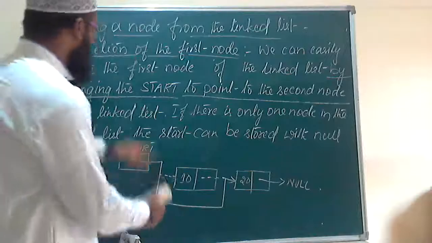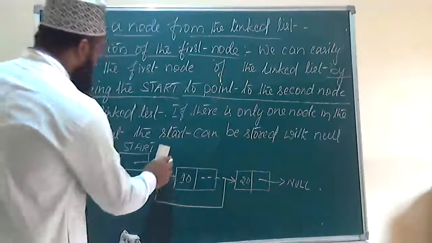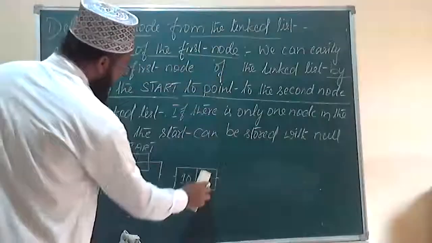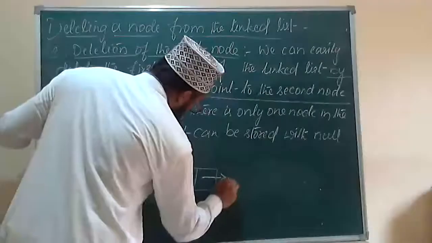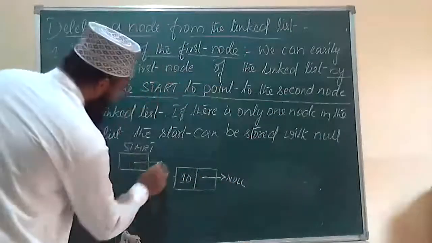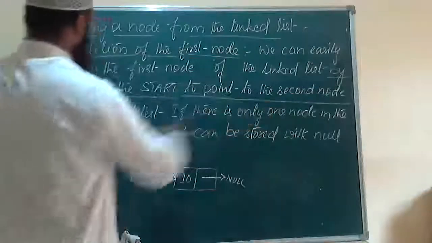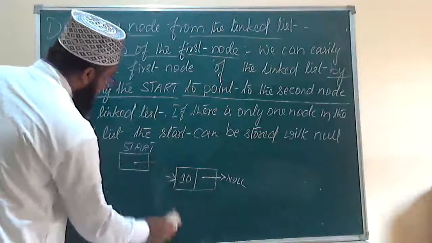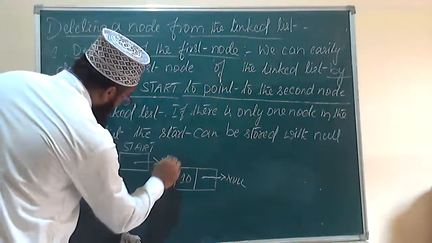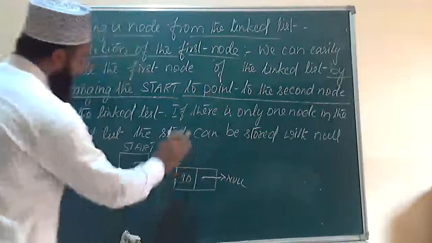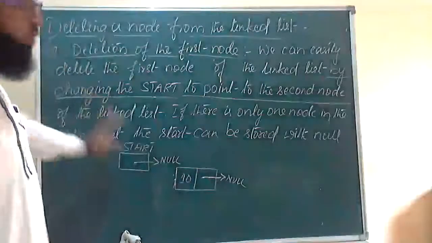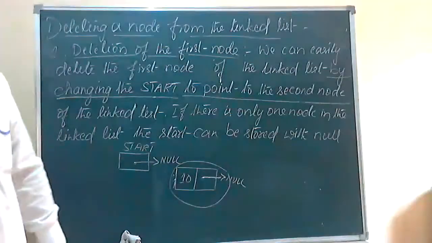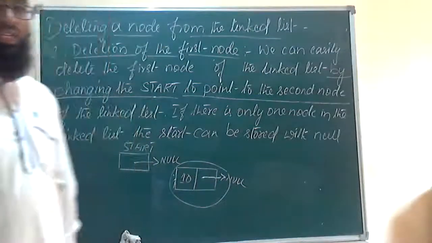What if there is only one node in the linked list? Think that we are having just one node in the linked list. At that time, the start can be stored with null. If we connect this pointer to null, then the existing node is going to be deleted from the linked list. Like this, we can delete the first node of the linked list.